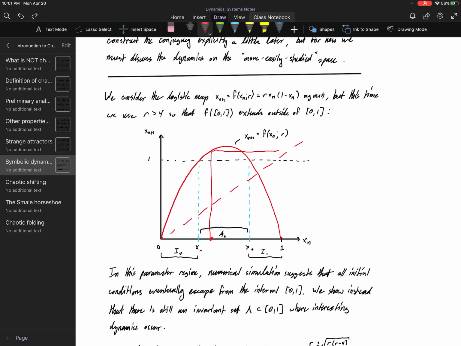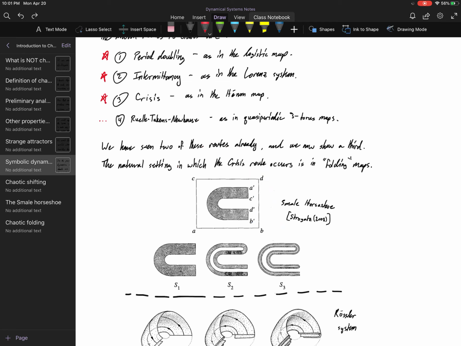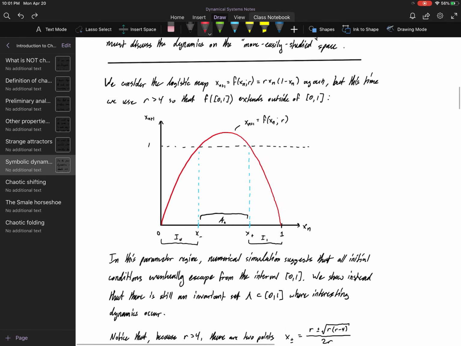This is actually the primary reason some students were asking why we only considered the interval from 0 to 1 before, and it's because of exactly this fact: when R is less than or equal to 4, this interval from 0 to 1 is invariant, right? Solutions do not want to leave the interval from 0 to 1 once they start there. So making sure that R is greater than 4 makes it so that there are solutions that can escape that interval from 0 to 1.